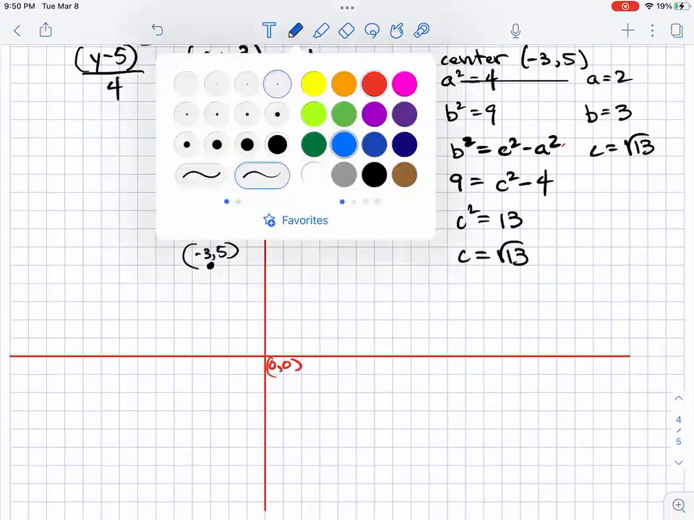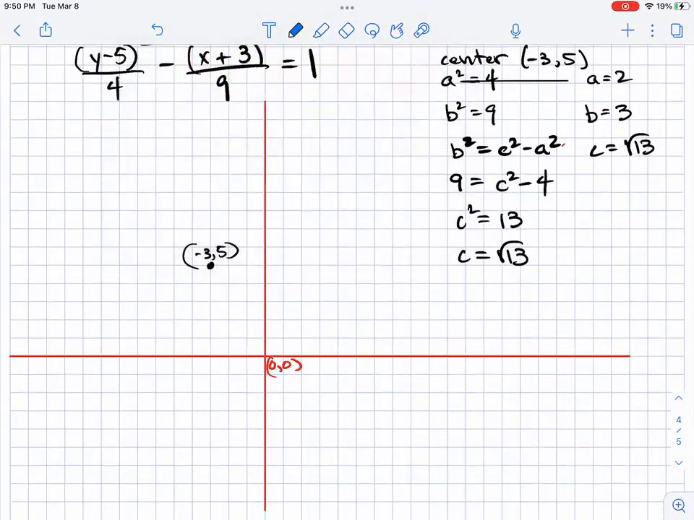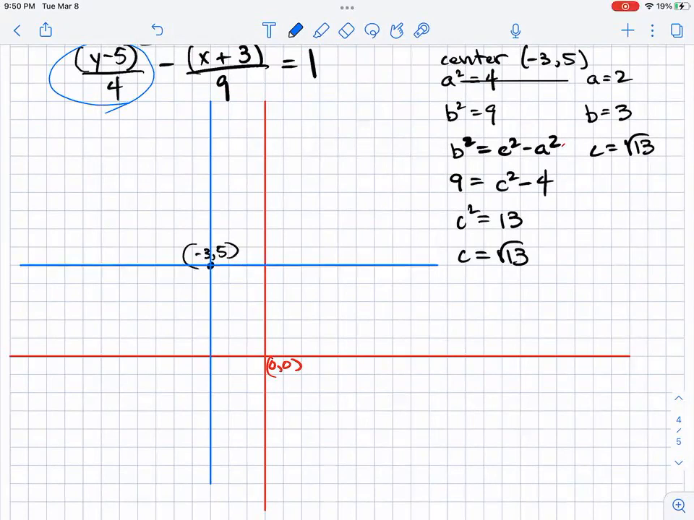So we know that our transverse axis is going to be vertical. We know it's vertical because the positive side is the y side. My conjugate axis is going to be horizontal. Equations are y is equal to 5 for the conjugate axis, and x is equal to -3 for that transverse axis.